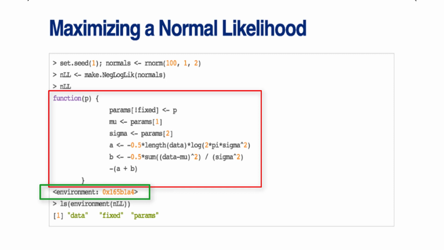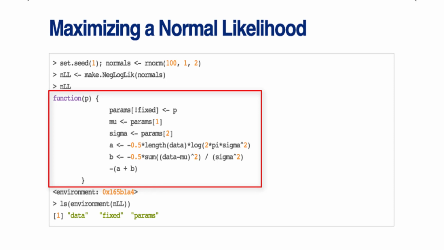Normally, when you define a function in the global environment, there wouldn't be a special environment tag down here. However, when you define a function inside of another function, there has to be a pointer to that defining environment, so that R can remember what the values of all the free variables are going to be. And if you look at this, 0x165b1a4 is the hexadecimal of a number which gives the address of where the defining environment is located in memory.